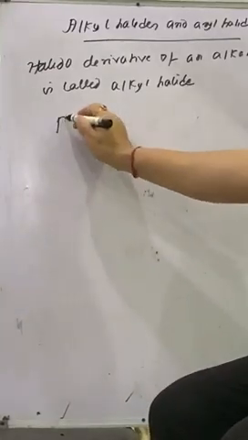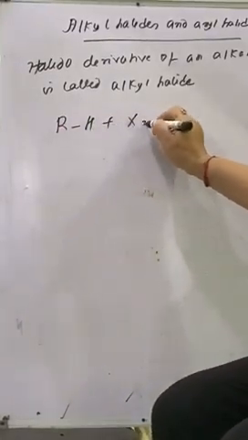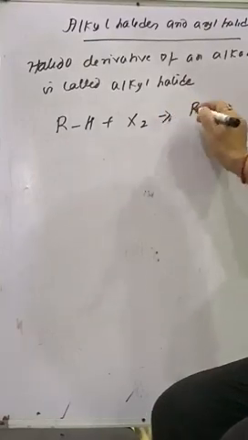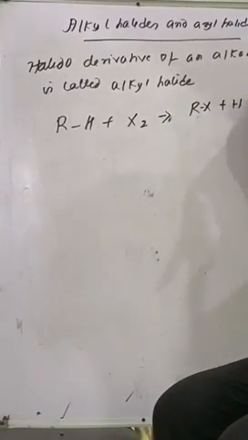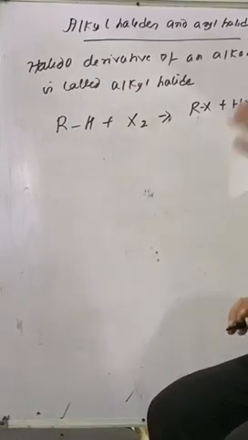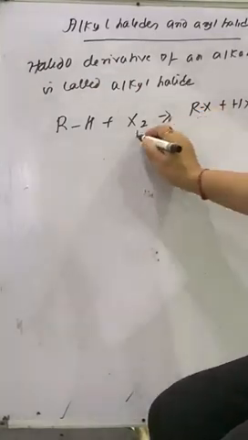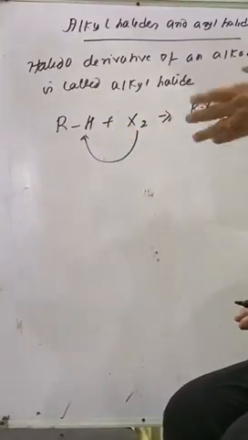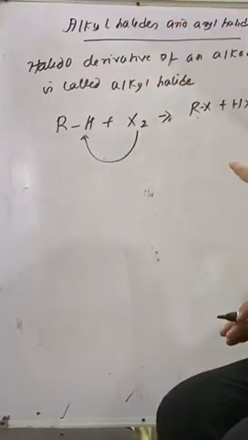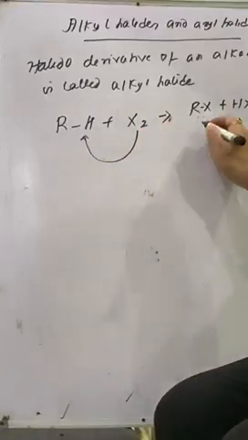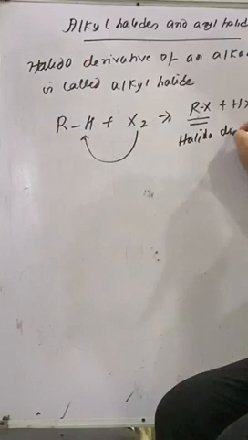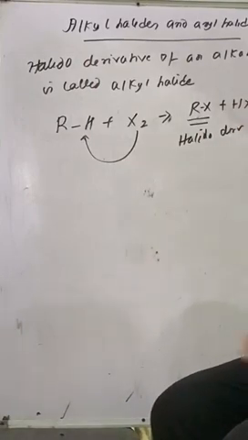You see, alkane is this one. You've got a halogen X2. So you can write this as RX plus HX. This halide goes and replaces this hydrogen. Hydrogen comes out with X, so it forms HX. And this is called a halido derivative of an alkane. Okay, this is an introduction.